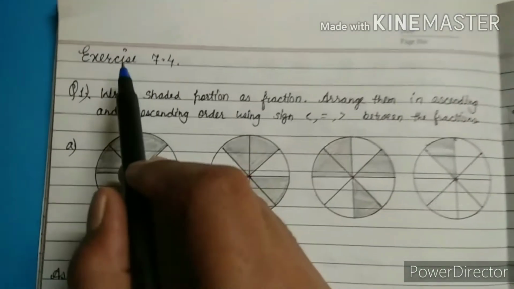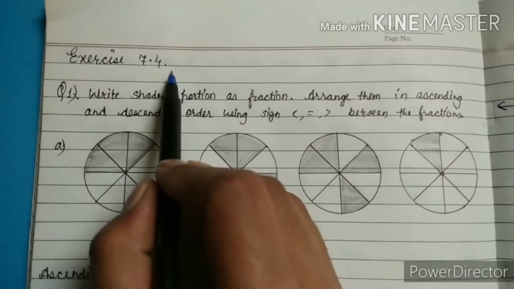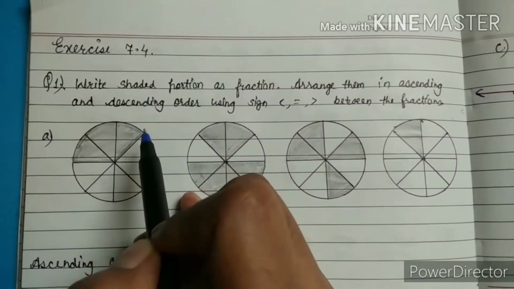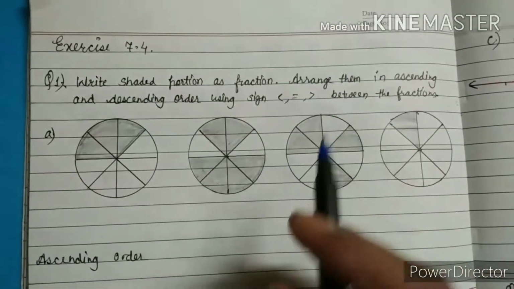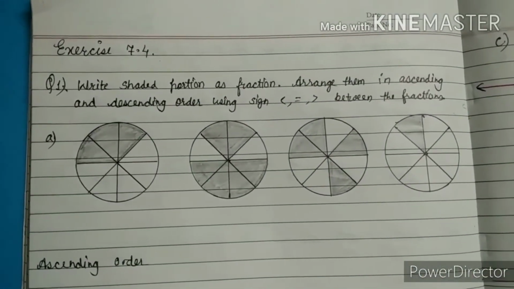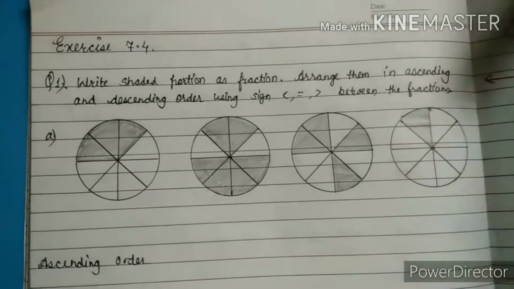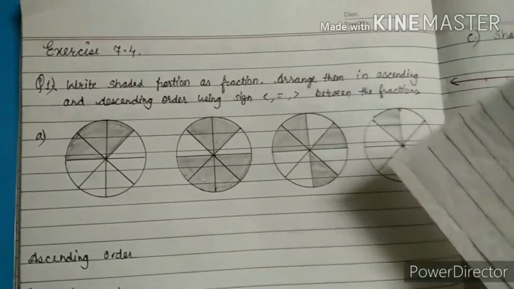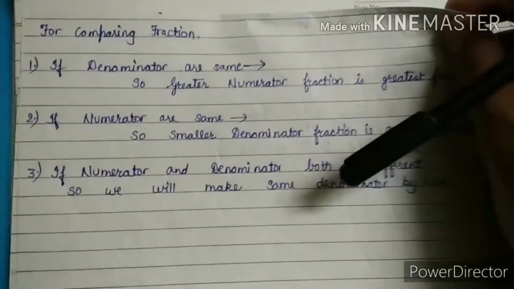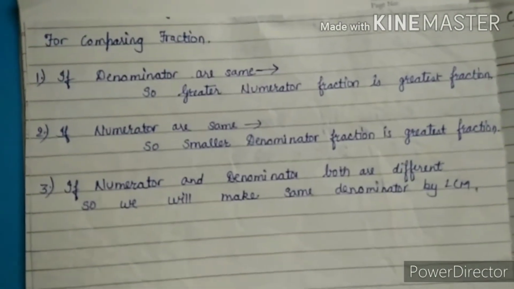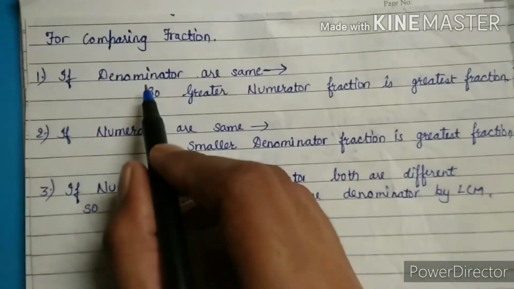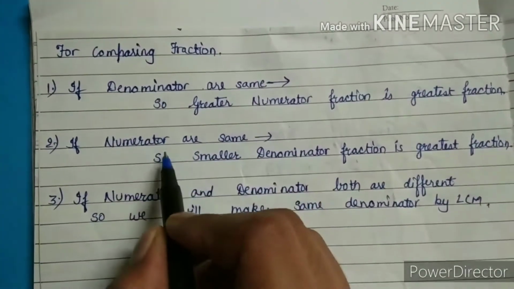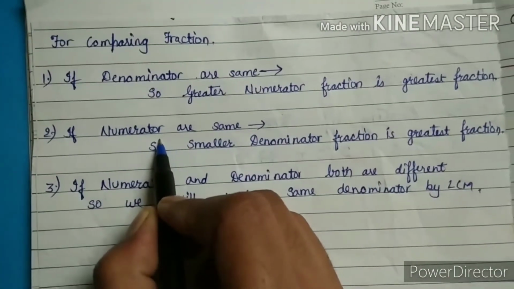In this video we will begin our exercise 7.4 of class 6th. This exercise is completely based on the topic comparing fractions. In a fraction we have a numerator and a denominator. So we will compare fractions on the basis of the denominator and on the basis of the numerator.